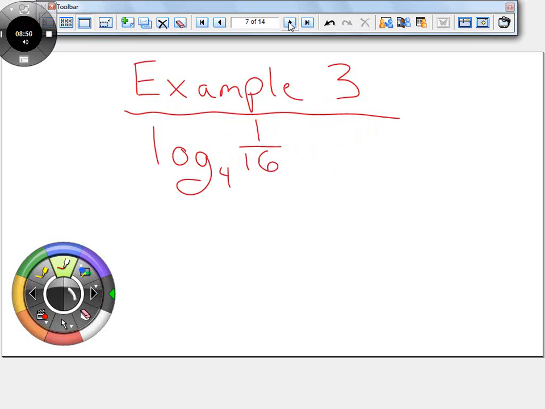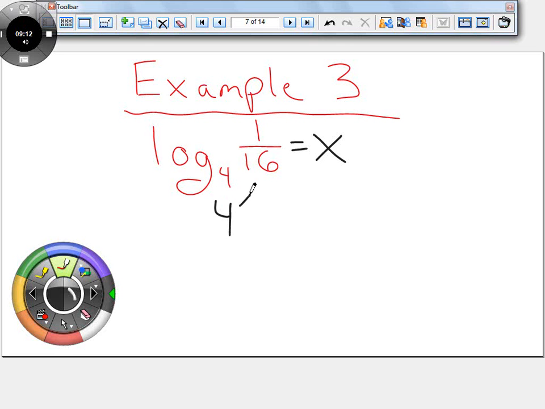Example 3, let's say we're asked to figure out what in the world is log base 4 of 1 over 16. Well, sometimes if it doesn't have an equal sign, it's not really an equation. A lot of times we'll just make it an equation, and I'll say it's equal to x. I don't know what it's equal to, but it's equal to x, some amount. That helps me because then I can change it from logarithmic to exponential form.